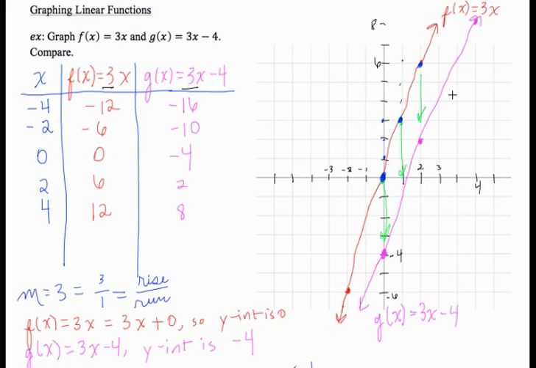Now remember, if you look at these, what we talked about is how the graph of g of x equals 3x minus 4 is directly 4 units beneath the graph of 3x. All of these values, see these arrows in green?